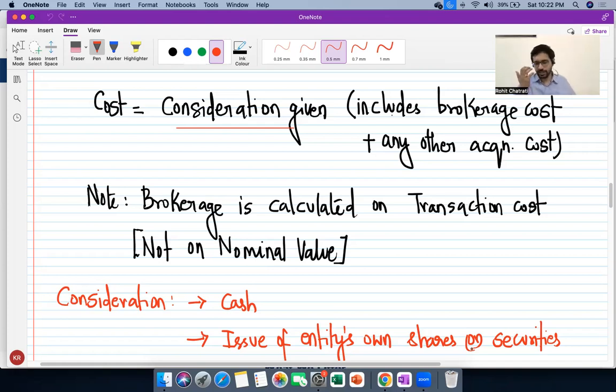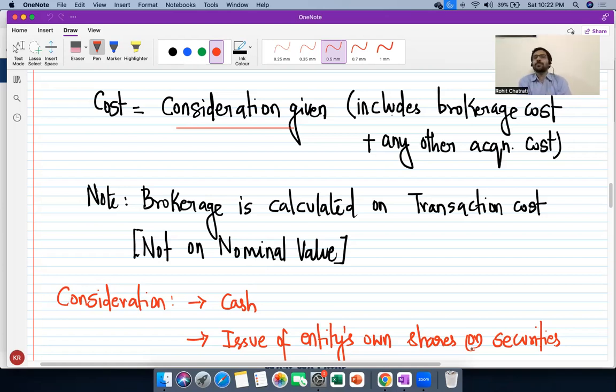What is the consideration given? Consideration given by me to you is the iPhone 14. So I will have to recognize the investment in Reliance at the fair value of the iPhone 14 that I'm giving you. Let us say the fair value of iPhone 14 is 1,14,000 rupees. So logically speaking, I should be recognizing investment in Reliance at 1,14,000 rupees.